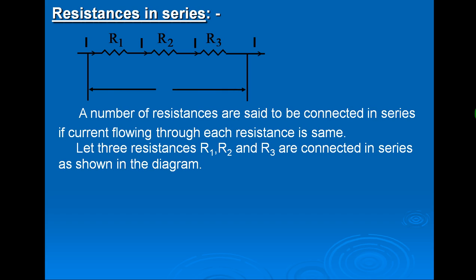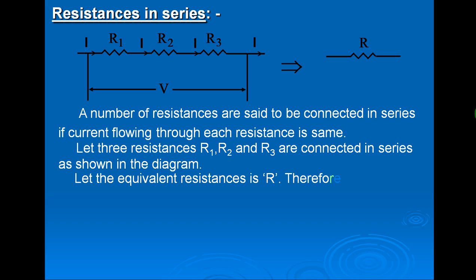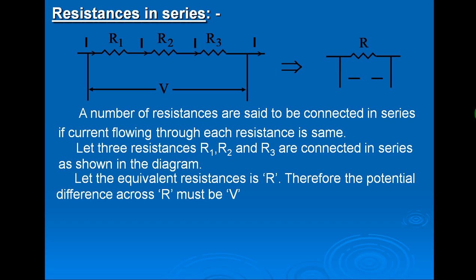Let capital V be the potential difference across the resistances. Let the equivalent resistance be R. Therefore, the equivalent circuit becomes the resistance capital R. Therefore, the potential difference across R must be the same, equal to V, when the same current capital I is flowing through it.